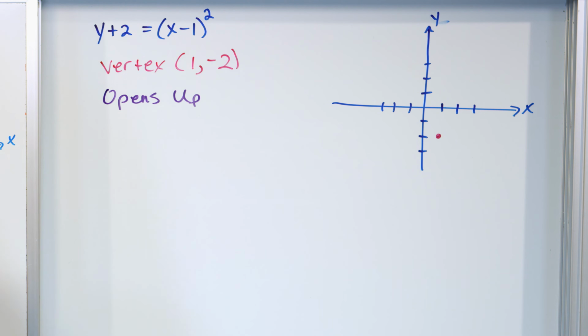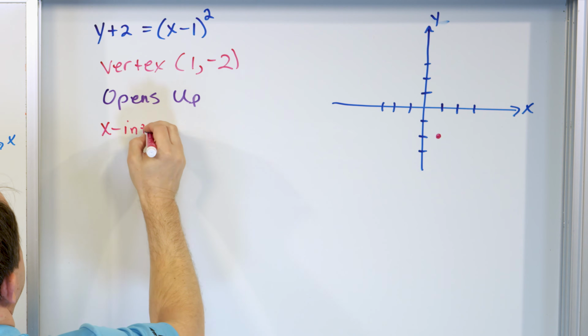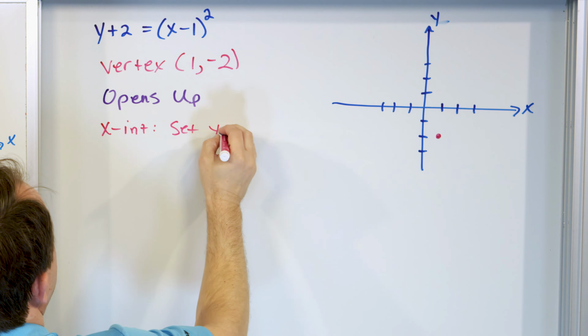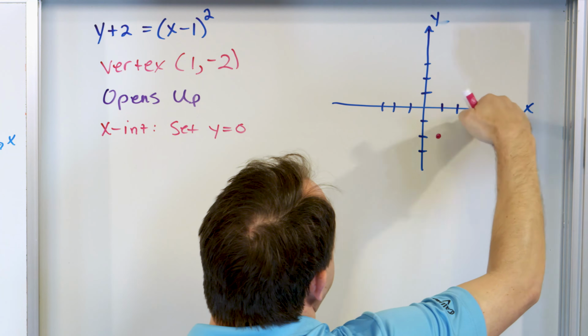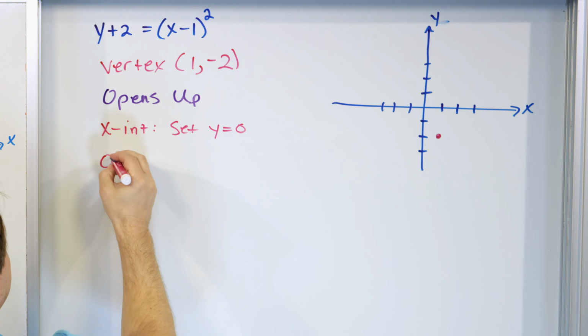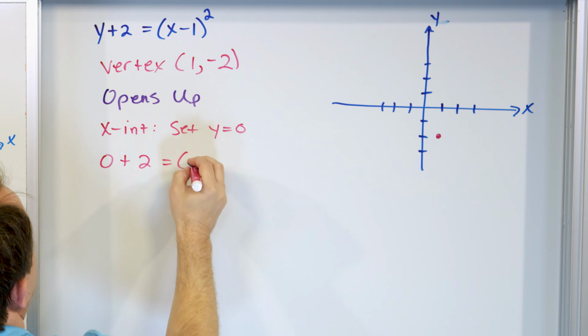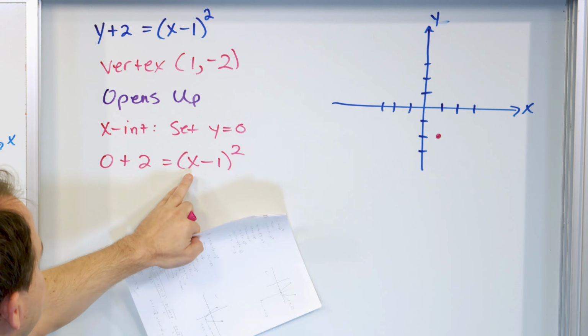Let me switch colors. For the x-intercept, you set y equal to 0 because we're forcing y to be 0. We're looking for points in the function that lie on this axis, so y must be 0. We just stick 0 into the equation, x minus 1 quantity squared. All you do is stick a 0 in there, and then you solve for the values of x.